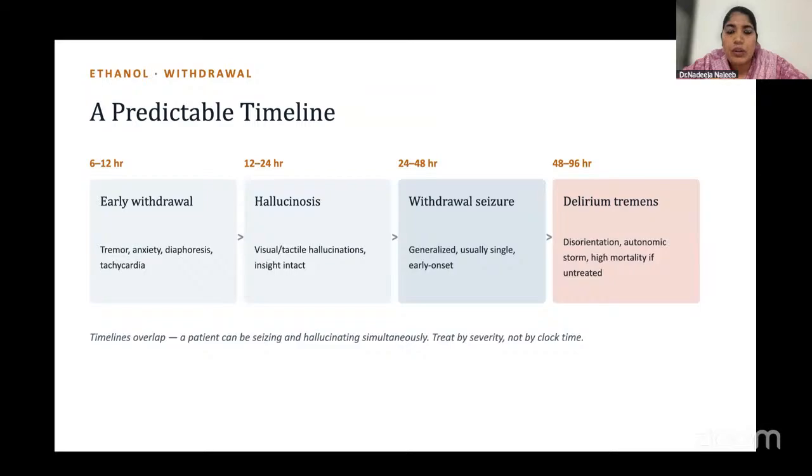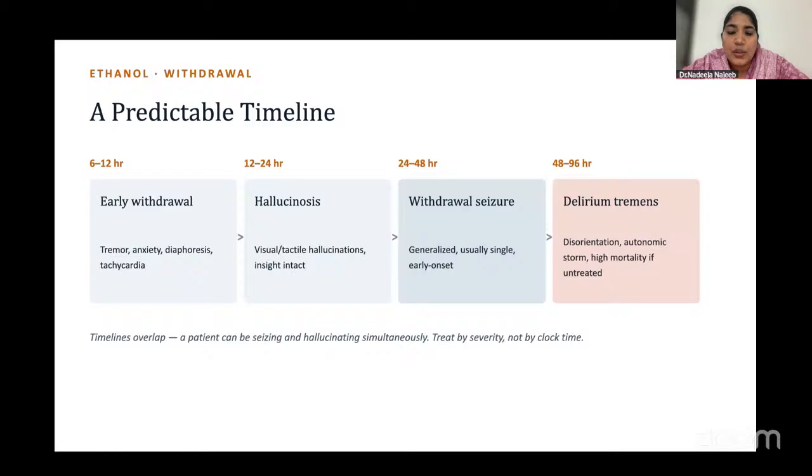During the early withdrawal symptoms, around 6 to 12 hours from the last drink, patients would have tremor, anxiety, diaphoresis, and tachycardia. After 12 to 24 hours, patients might start to have hallucinations, which can be visual or tactile. After 1 to 2 days, withdrawal seizures can settle in, which can be generalized, usually single, and early in onset. 2 to 3 days later, the riskiest of them all, delirium tremens, sets in, which has disorientation and autonomic storm.